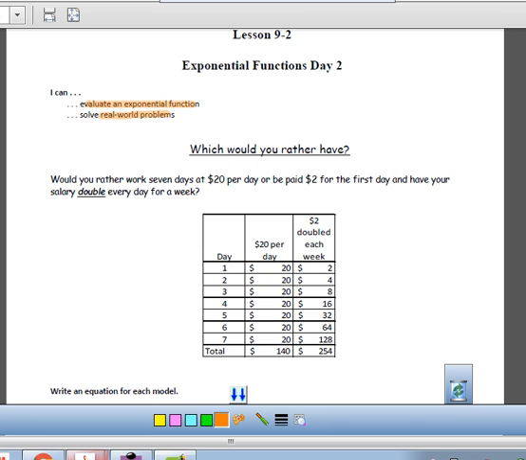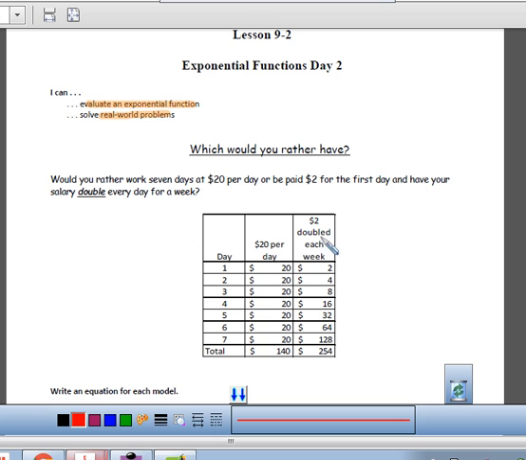Which would you rather have? Would you rather work 7 days at $20 per day, or be paid $2 for the first day and have your salary double every day for a week? Now, some people are saying, well, that's obvious, I'd rather $20 per day. But if you look at the table below, you'll notice that the total that you get at the end is pretty different.